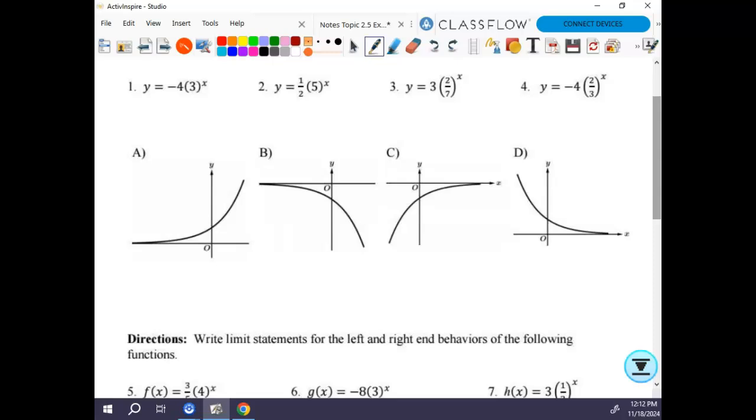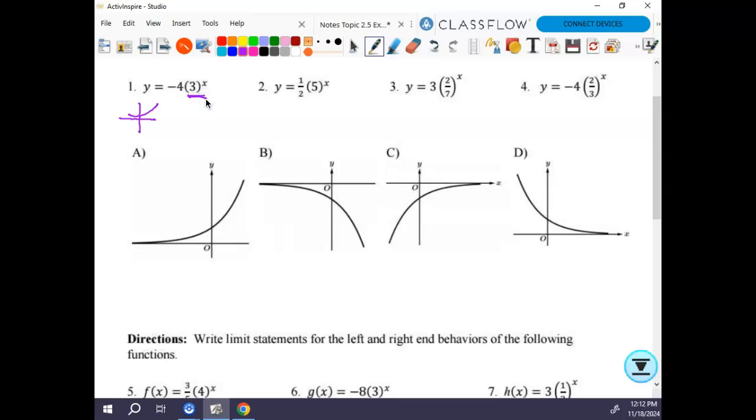So let me show you what I think is the best way to handle this. Instead of just trying to match them up and stare at them, think about what you have here and draw yourself little pictures of the parent function. So for instance, this is 3 to the x power, which means that is an exponential growth function. Just by looking at this, that's exponential growth.